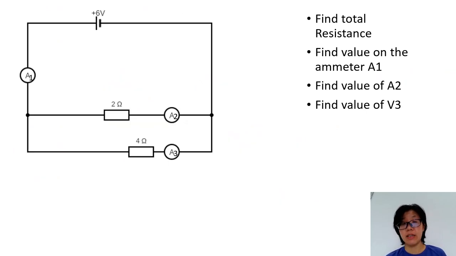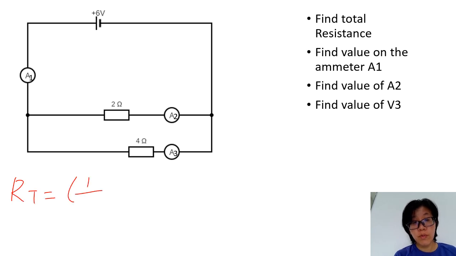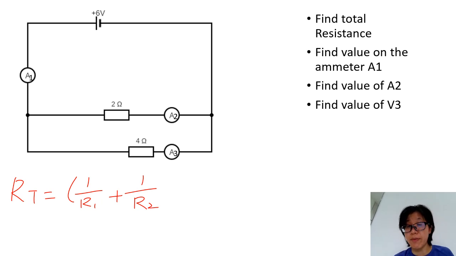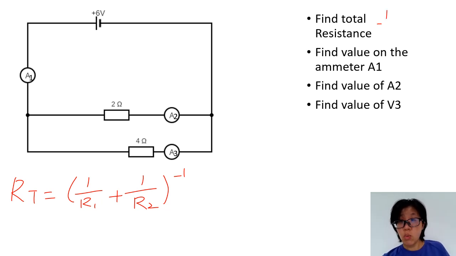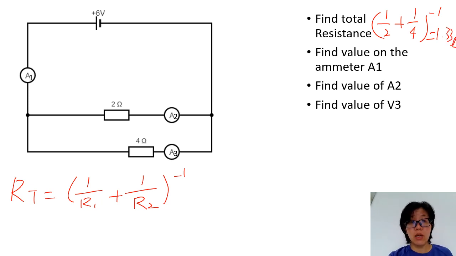Now let's look at the parallel circuit. The way to find the total resistance for a parallel circuit will be slightly different. The total resistance is 1 over R1 plus 1 over R2. Depending on how many resistors there are, if there are 3, then plus 1 over R3, then you inverse it. In this case, the total resistance would be 1 over 2 plus 1 over 4, inversed, which would be 1.33 ohms.